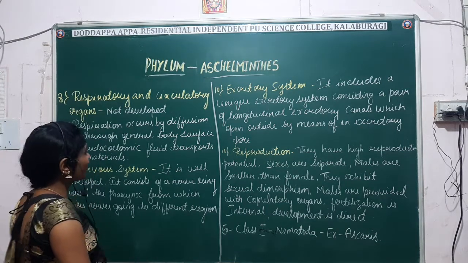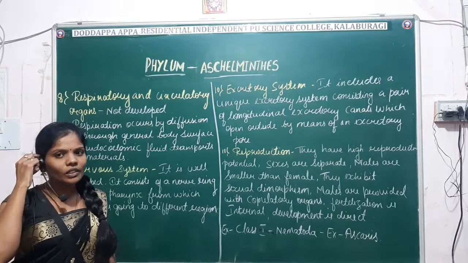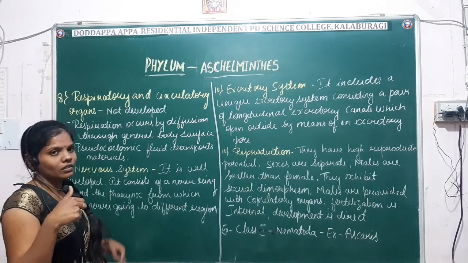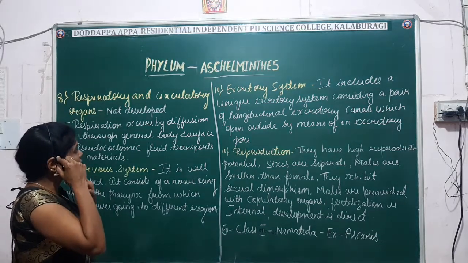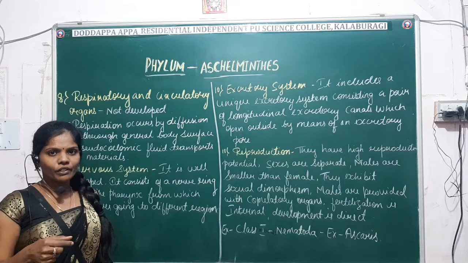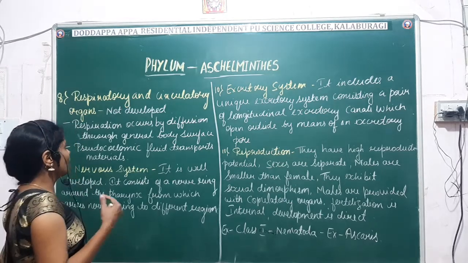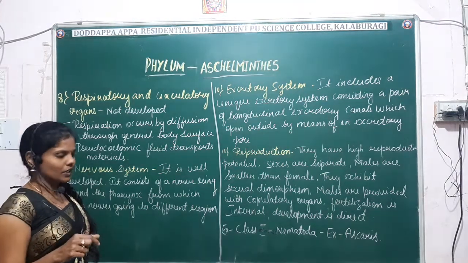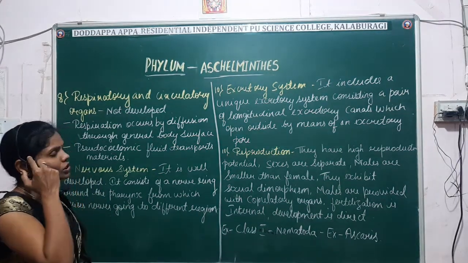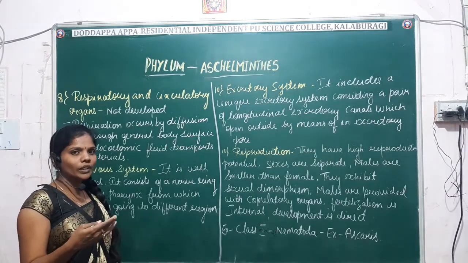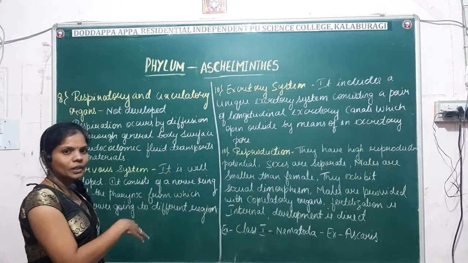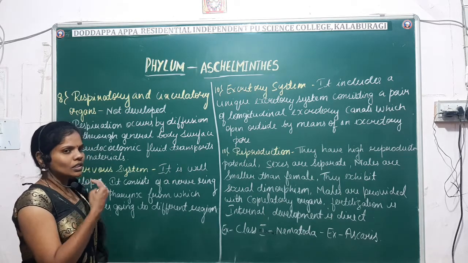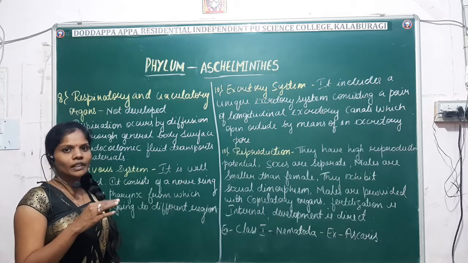In Aschelminthes, the respiratory system and the circulatory system are not well developed. Instead, respiration takes place through body diffusion. Simple method: respiration occurs by diffusion through the general body surface. And next comes the circulation. How does transportation take place in the body? We already studied in the previous class that it is made up of pseudocoelomic fluid. Through this fluid only, the transportation takes place in the body.